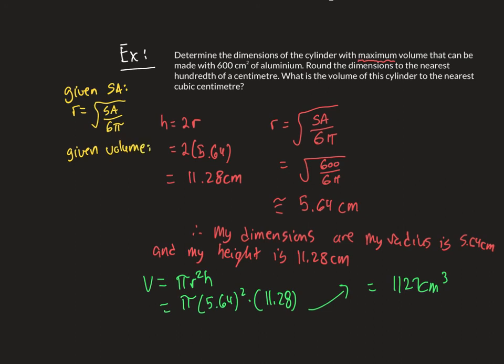Let's do the same thing we did before. So you're going to have your volume equation, pi r squared h, and if you want to solve for r, you're going to move things around here. So I'm going to have the r squared here while I divide both sides by pi h, square root both sides. So r is equal to the square root of v over pi h.